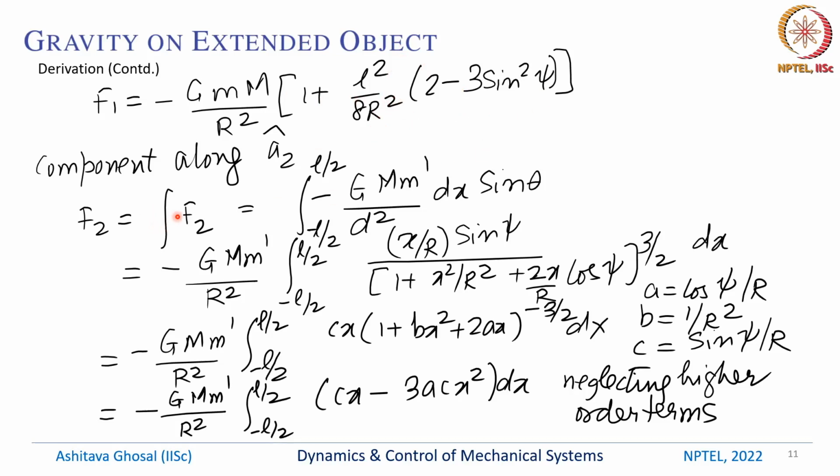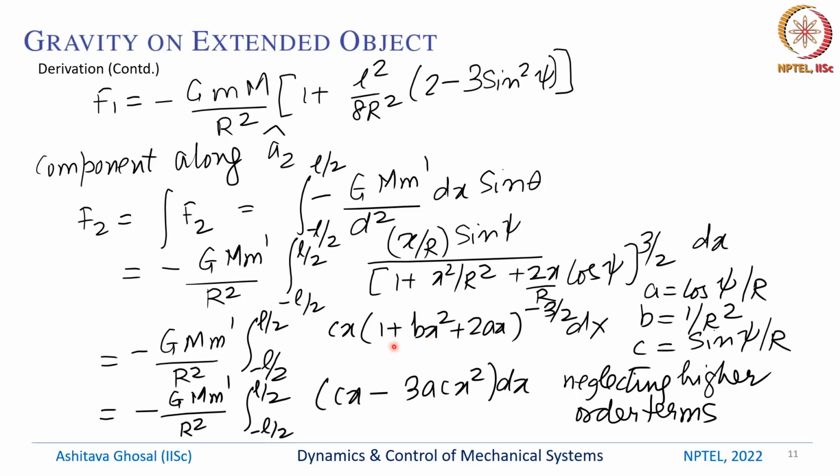Likewise, we can find the perpendicular component, which was, remember, into sine theta. So we have the integral from minus L by 2 to plus L by 2 of g m prime over r square dx into sine theta. Again, we make all these expressions. So sine theta and so on, which is 1 plus x squared by r square plus 2x by r cos psi, again to the power 3 by 2. And then again we keep terms which are up to some order.